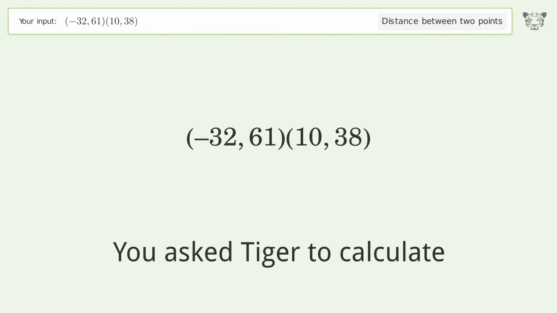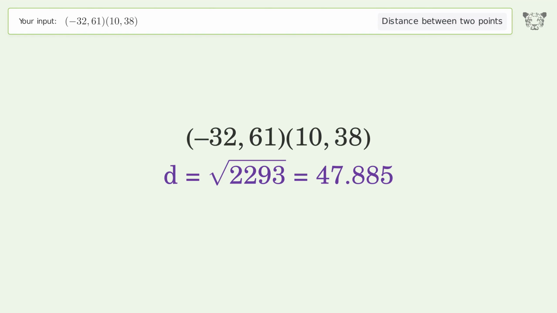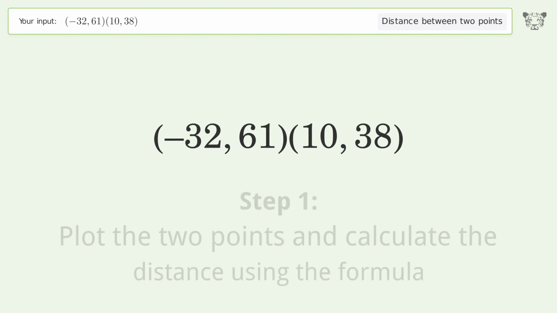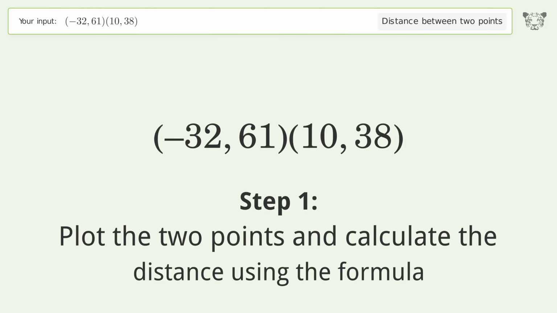You ask Tiger to calculate. This deals with the distance between 2 points. The distance between the 2 points is the square root of 2,293, or 47.885. Let's solve it step by step. Plot the 2 points and calculate the distance using the formula.